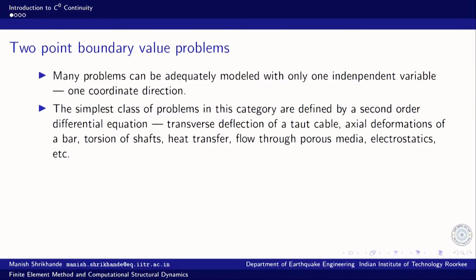So, many problems of engineering analysis can be adequately modeled with only one independent variable, and that can be described by one coordinate direction. Now, there are so many problems.